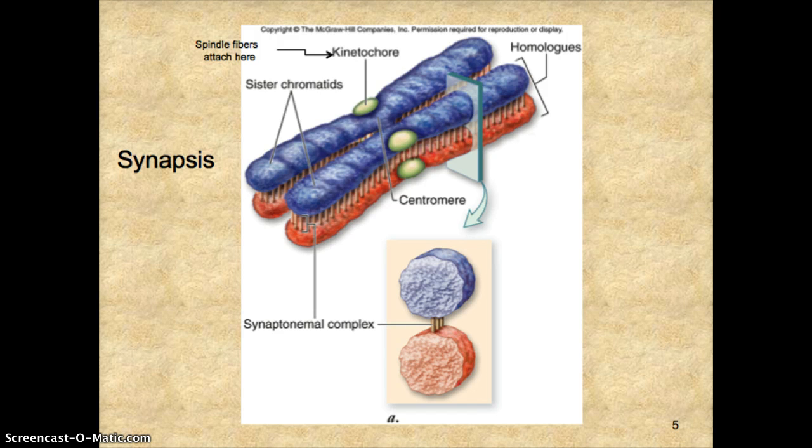Once they're stacked up, proteins will form in between them. These cohesion proteins will glue the two chromosomes together. That glue, that protein in the center, is called the synaptonemal complex, and it'll be used for the most part of meiosis to move the chromosomes together as a pair.